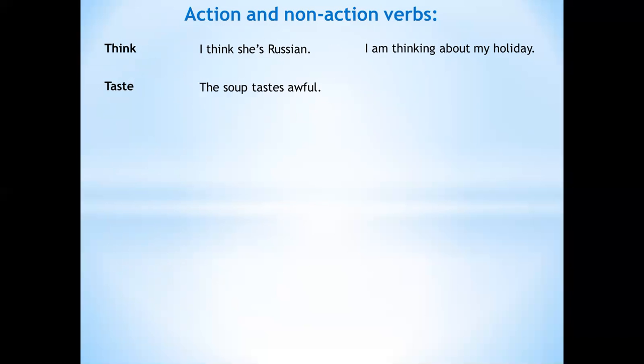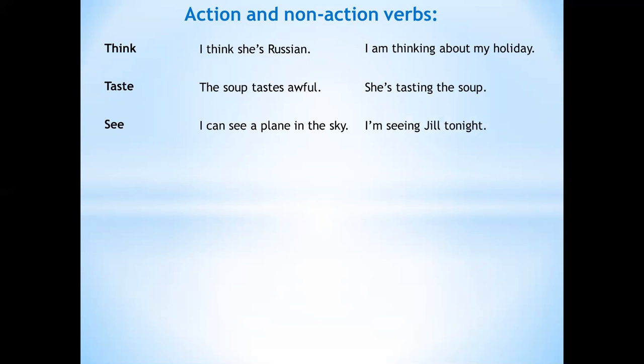For example, taste. The soup tastes awful, which means it has this flavor, and we use present simple. But in the sentence, she is tasting the soup, she is trying to taste its flavor. That is why we use the present continuous tense. See: I can see a plane in the sky, which means I can perceive this plane with my eyes, and we use present simple. But in the sentence, I'm seeing Jill tonight, which means I'm meeting her, we use the present continuous.